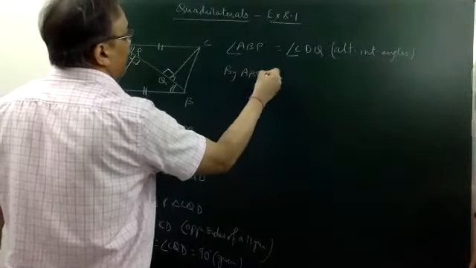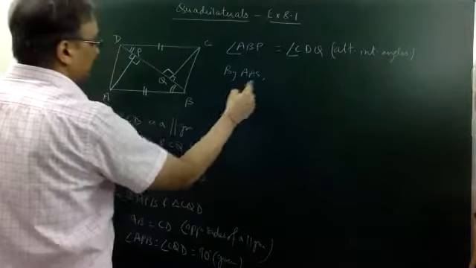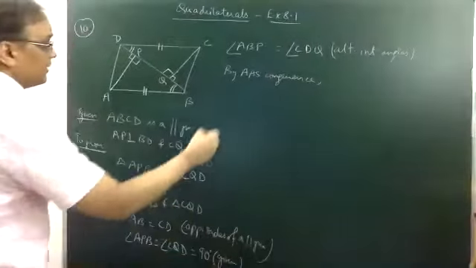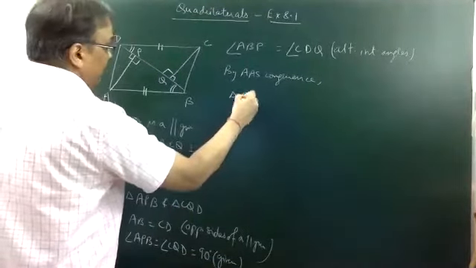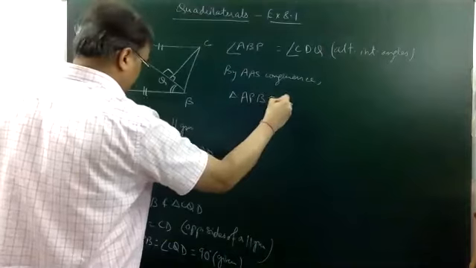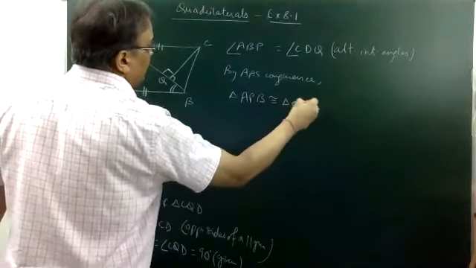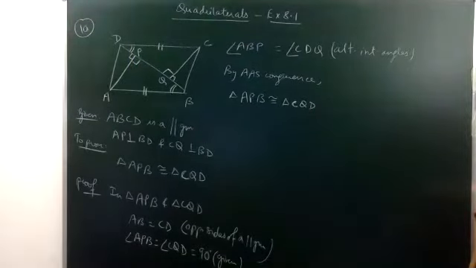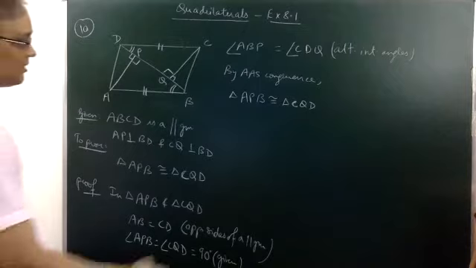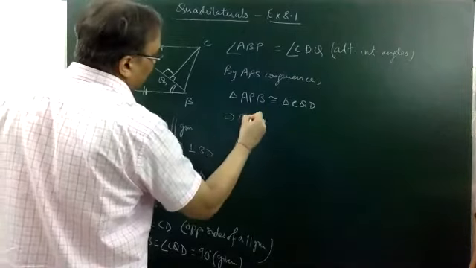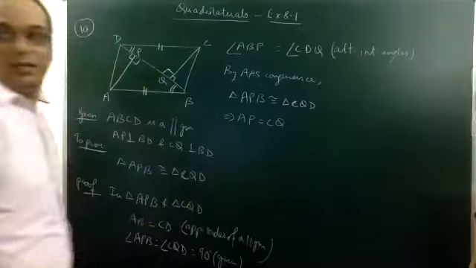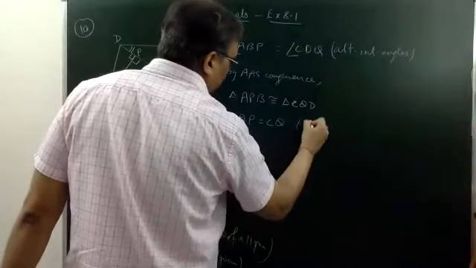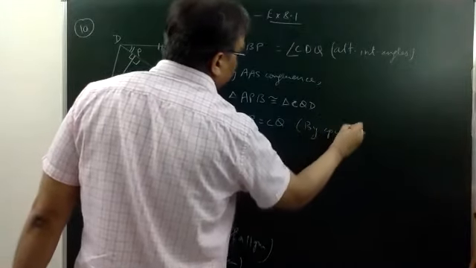So by AAS congruence, triangle APB is congruent to triangle CQD. Okay. So we have, this implies AP is equal to CQ. So this is by CPCT.